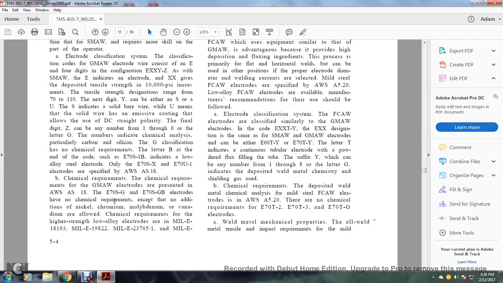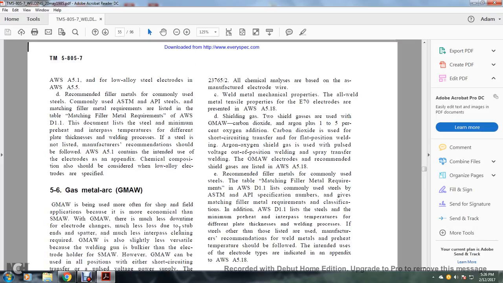Chemical requirements. Chemical requirements for gas metal arc welding electrodes are presented in American Welding Society A5.18. E70S-G and E70S-GB electrodes have no chemical requirements, except that no addition of nickel, chromium, molybdenum, or vanadium is allowed. Chemical requirements for the high strength low alloy electrodes are given in the MIL-E specifications. All chemical analyses are based on the manufacturer's electrode wire.